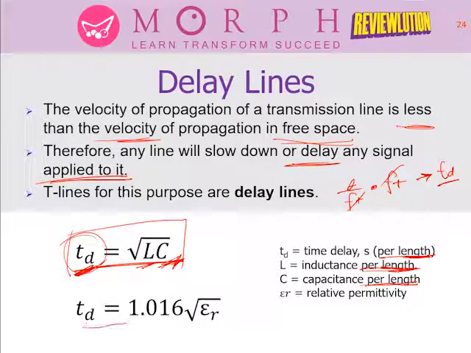So this one is ready-made, mostly for coax, no? The time delay is equal to 1.016 times the relative permittivity, or the electric constant, of your coaxial cable.